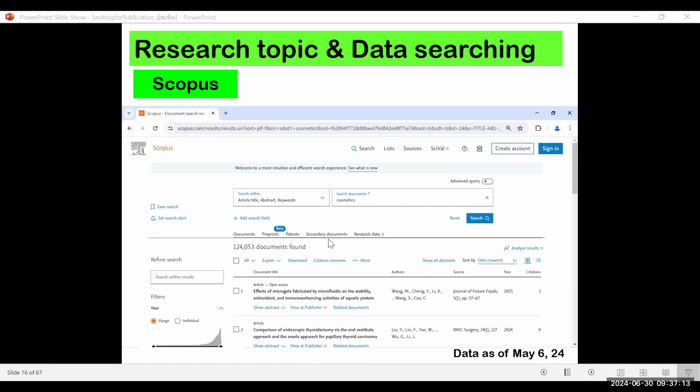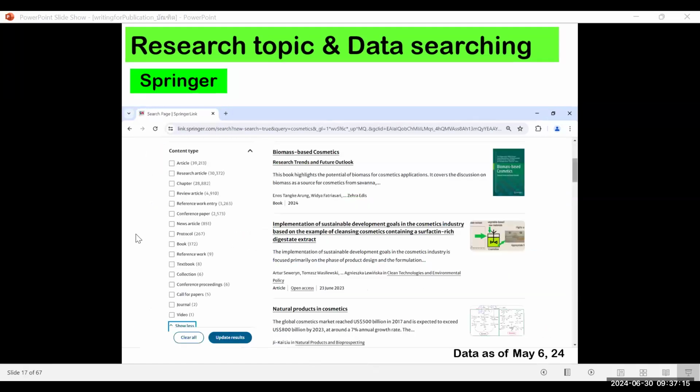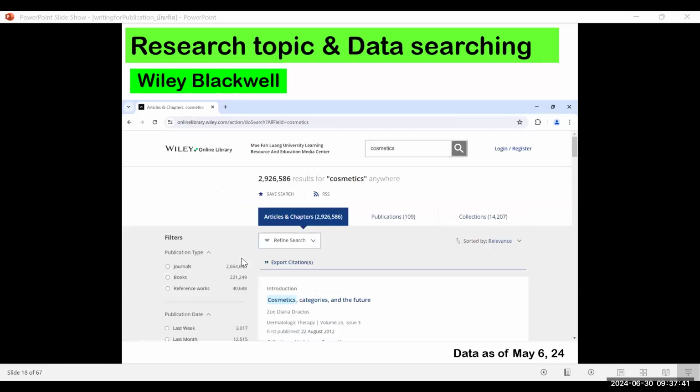Let's see if I search a different database, that is Springer. Oh, what I have here, you can see the different information that I can retrieve from Springer, like almost 40,000 research articles. Over here, it turns out to be a lot of information. Or I work with Wiley Online, it turns out to be almost 3 million results from here.